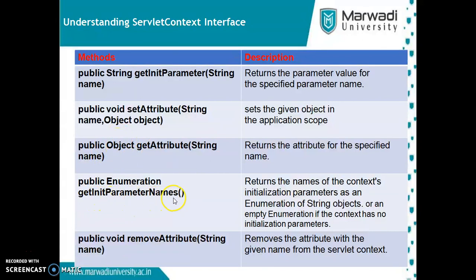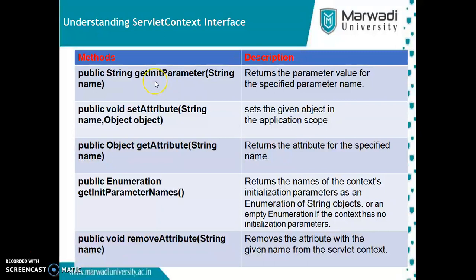getInitParameterNames will return all the parameter names which are enclosed inside the context param. removeAttribute: if you want to remove any of the attributes, you can use the removeAttribute method. Provide the name of the attribute as a parameter.